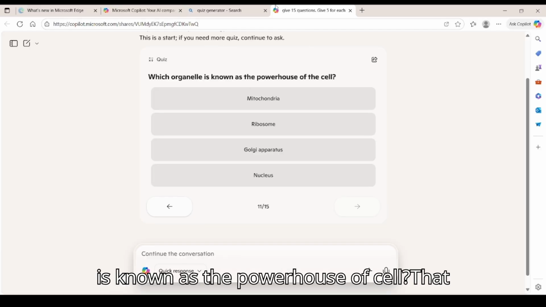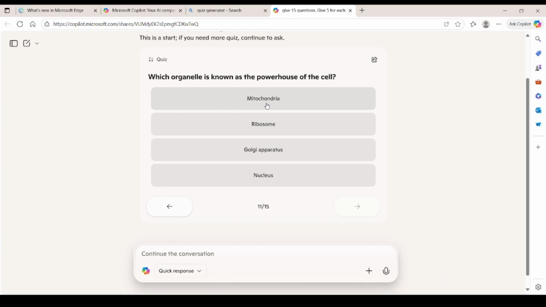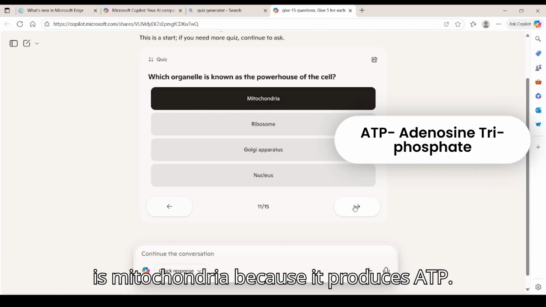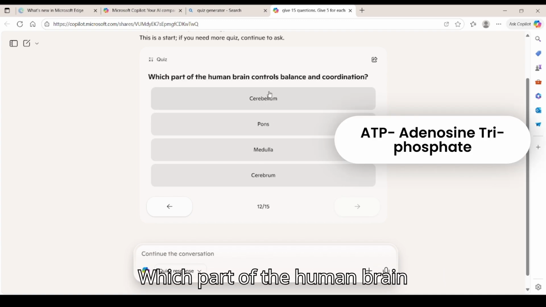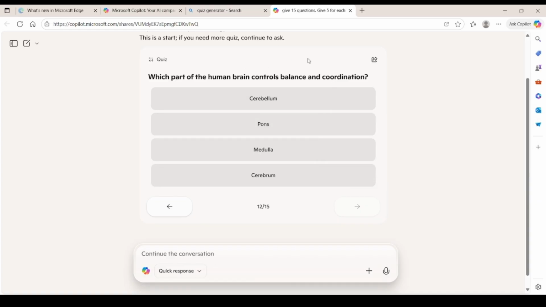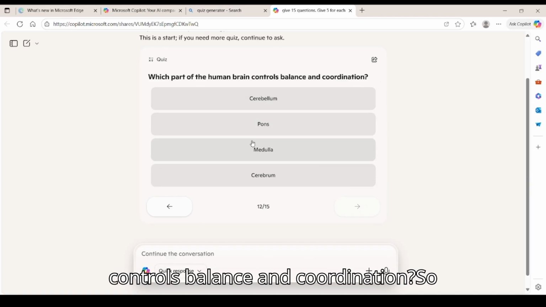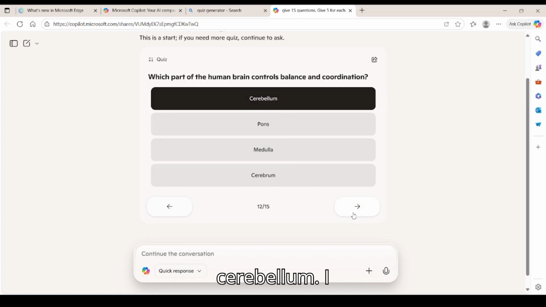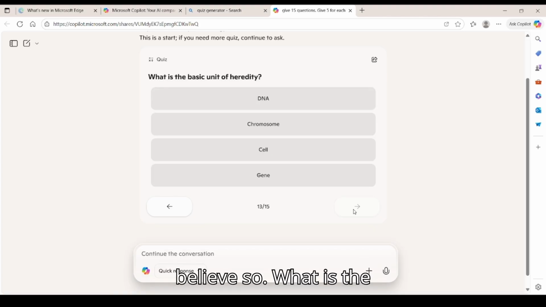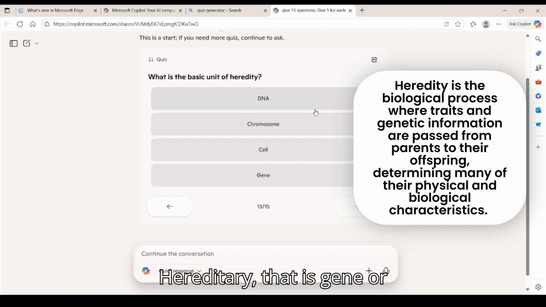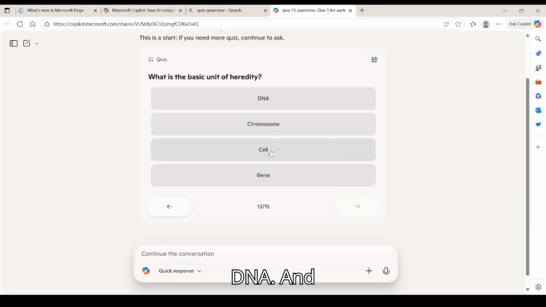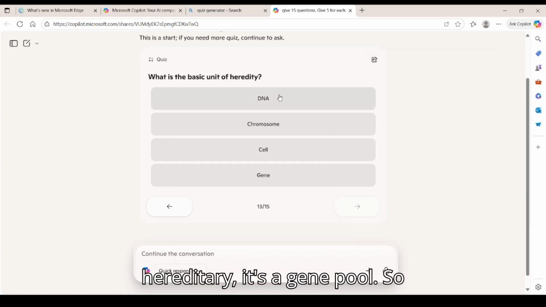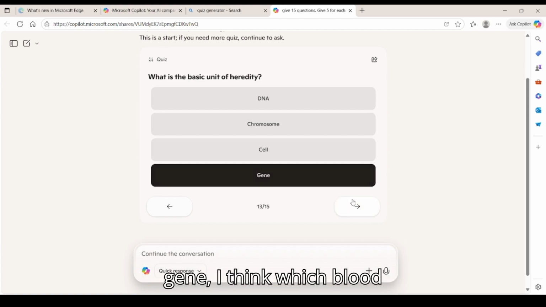Which organelle is known as the powerhouse of the cell? That is mitochondria, because it produces ATP. Which part of the human brain controls balance and coordination? So this is cerebellum, I believe so. What is the basic unit of heredity? Heredity, that is gene or DNA? And heredity, it's a gene pool, so gene, I think.